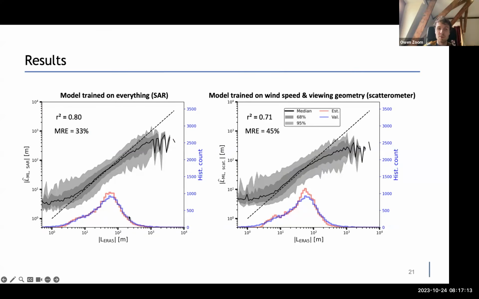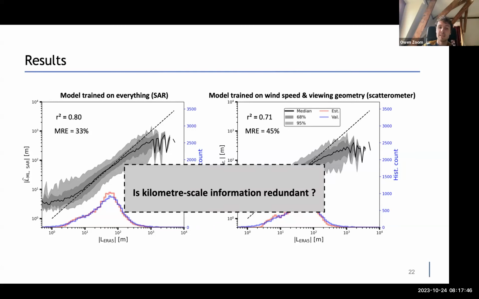This is the result I showed before, which was achieved using all our spectral information. But we can also train models using only wind speed and viewing geometry. So that would be the result obtained from a synthetic scatterometer where we don't have access to the high resolution information. And we see that the achievable R-squared metric here is quite similar. It only drops about 9 percentage points, which might make us conclude that the kilometer scale information is redundant. So we don't necessarily need SAR systems to achieve this.